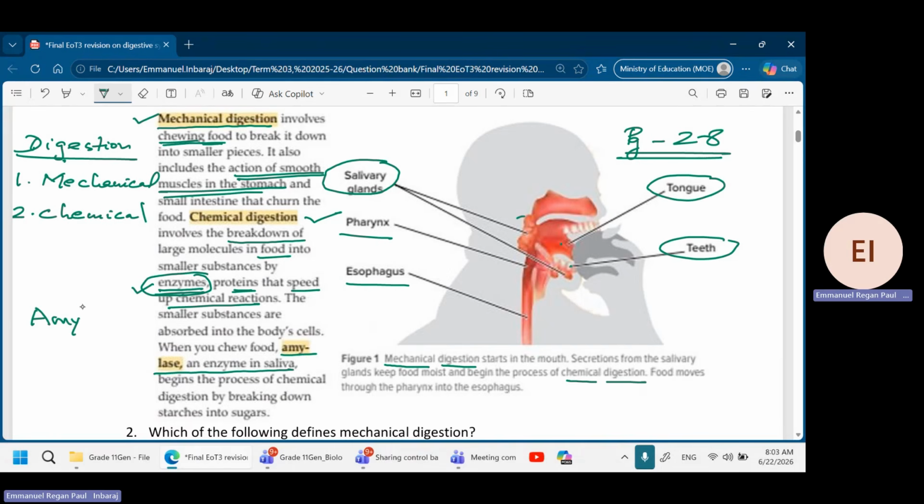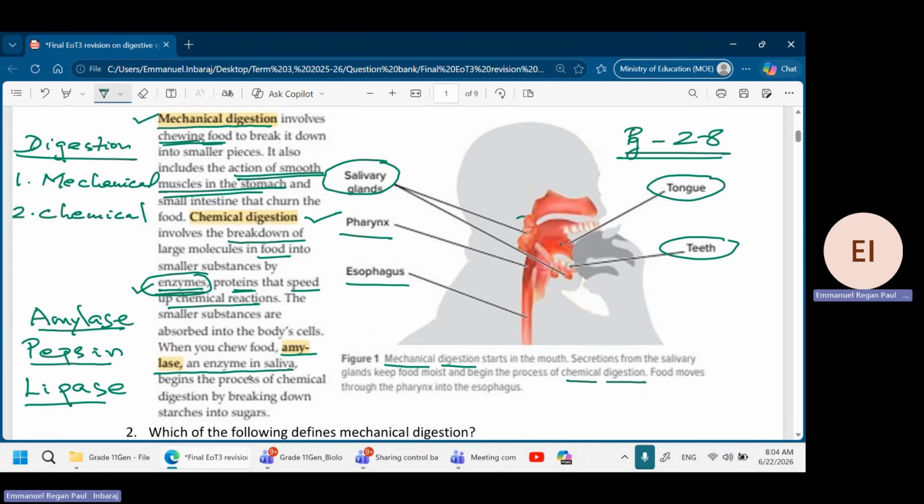So in your textbook, you have to study three enzymes. One is amylase. Number two will be pepsin, and number three will be lipase. You can find amylase in the saliva. Pepsin, you can find in the stomach. And lipase, you will find in the small intestine. So these are the three enzymes.